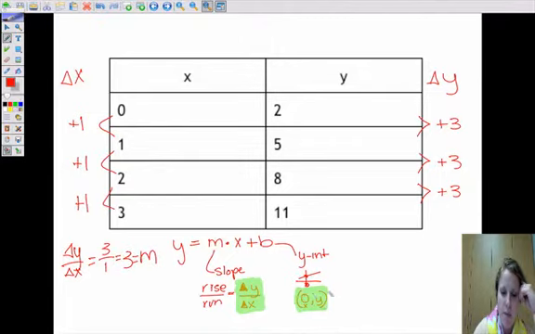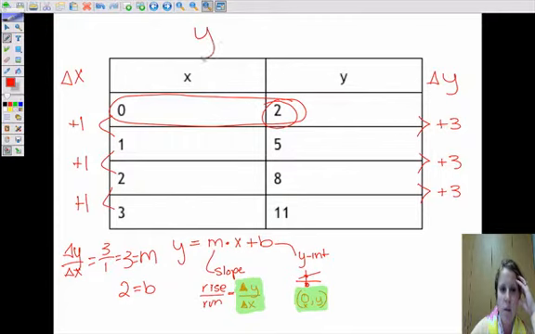My b has to be at the point where it's 0 comma y. So I notice that I have x is 0 right at the front of my table. So I lucked out, and my b is already given to me. My b is 2. So my equation is going to be y equals 3, or 3 over 1, x plus 2.